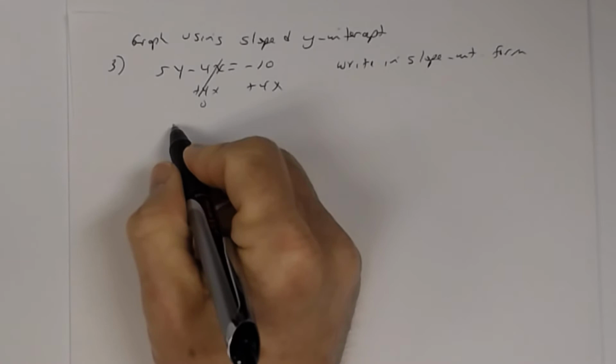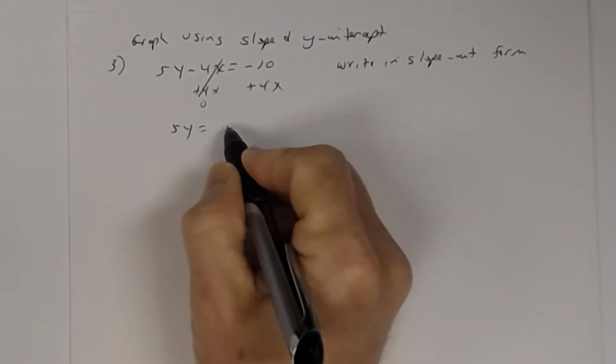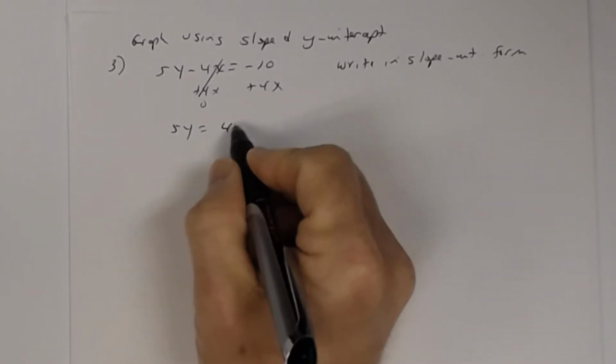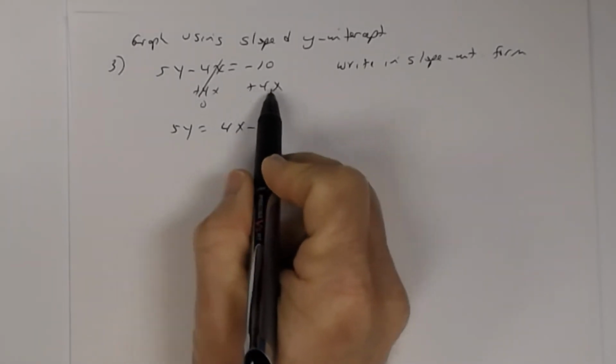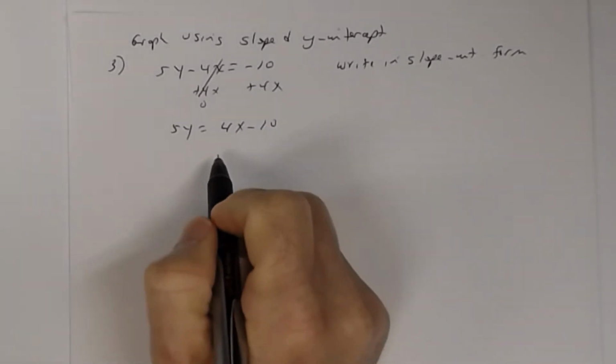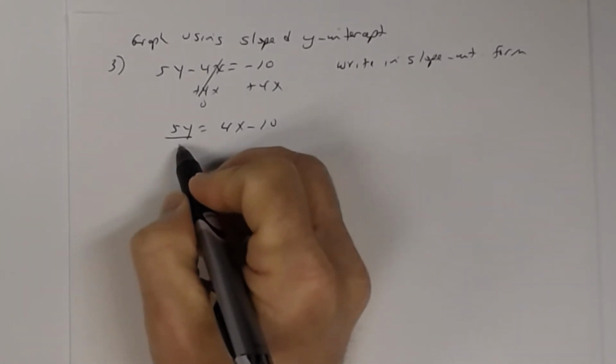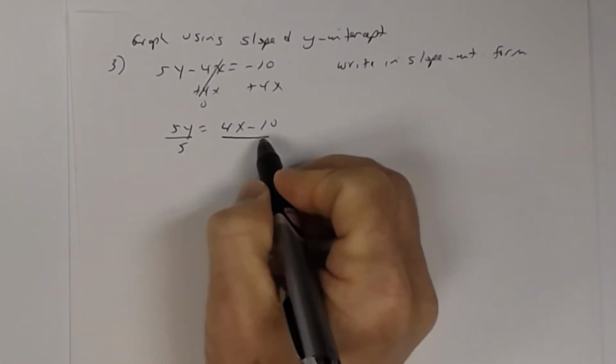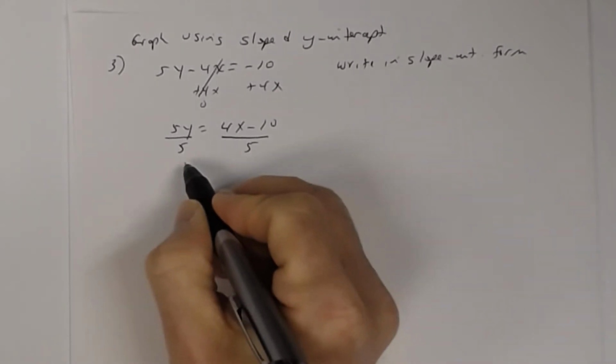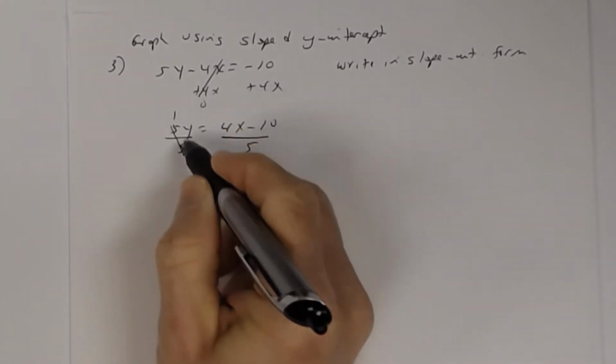So I get 5y equals, and let's put the x term first. So 4x minus 10. Okay, so 4x minus 10. That's what this is. Then the next thing you do is you get y by itself. So you can divide both sides by 5, just like this. The 5's divide out, so you get y equals.